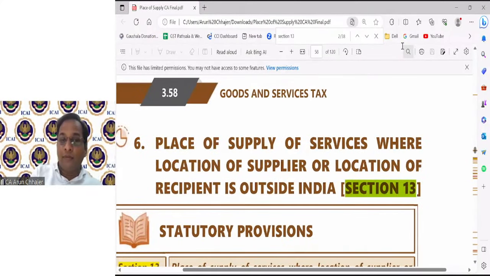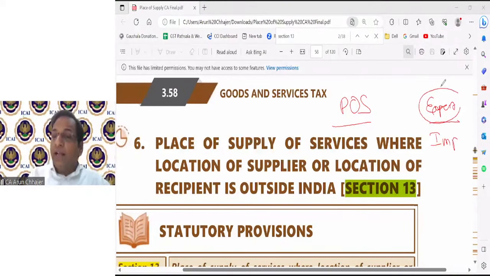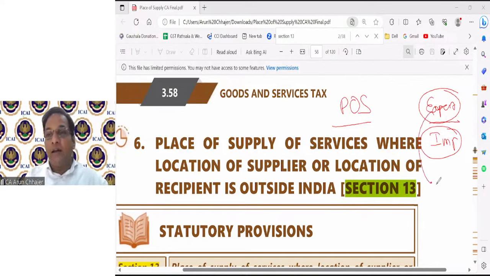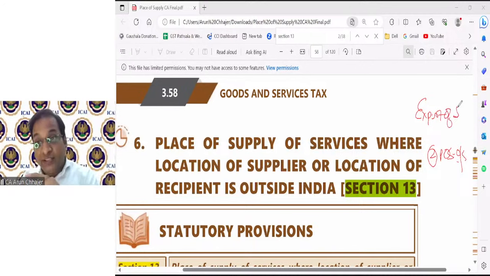Now, what is section 13? You will first decide POS, or you will first decide export or import of service. Now, in the export definition or import definition, there is one condition, when I explain the export of service. It says that the place of the supply should be outside India. You can say the transaction is export only if you have the place of the supply in your hand.